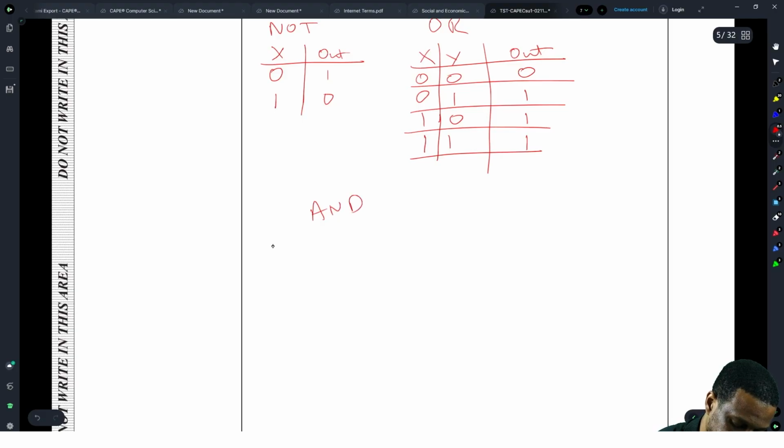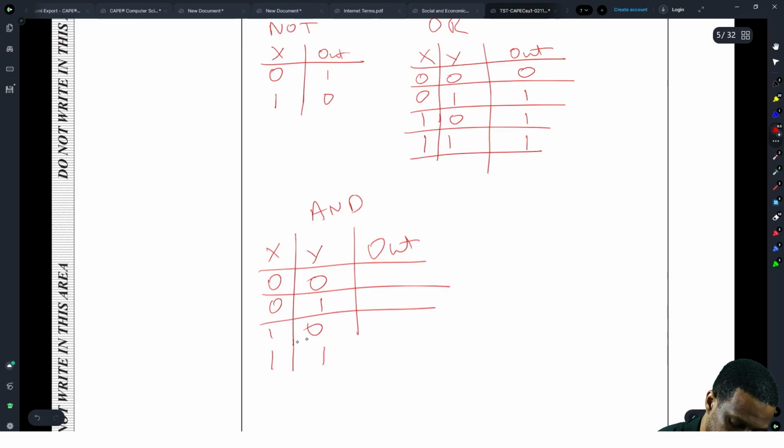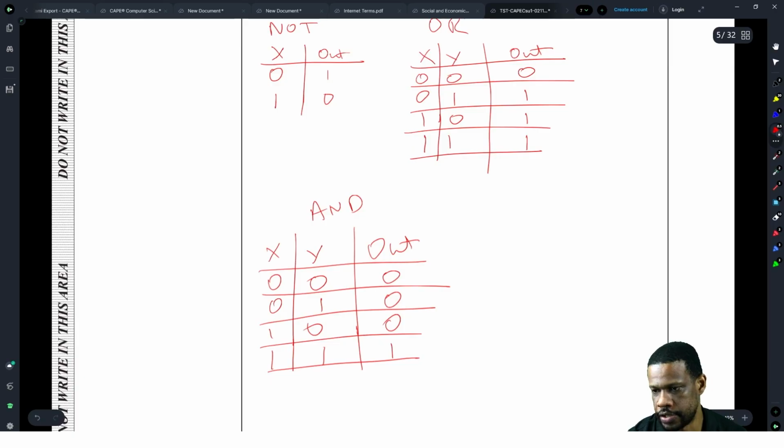And you have an X and you have a Y, and you have the output. Of course, 0 0, 0 1, 1 0 and 1 1. That's what you're basically going with there. Always the same inputs. 0 and 0 give you 0, 0 and 1. So only 1 and 1 will give you 1 in our AND gate, right?